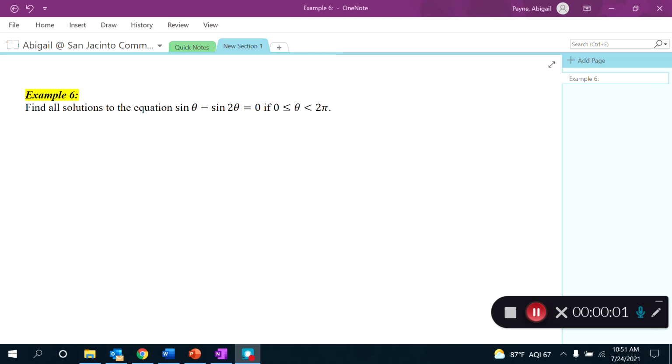Here's an example where you're asked to solve another trigonometric equation. What's different about this one is that the equation involves sine of theta, so just one theta, and then sine of two theta as well. When you've got two different angles inside of those trigonometric functions, they might as well be sine and secant.